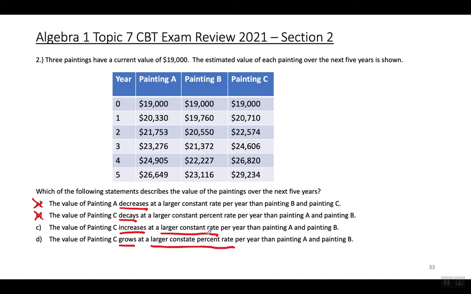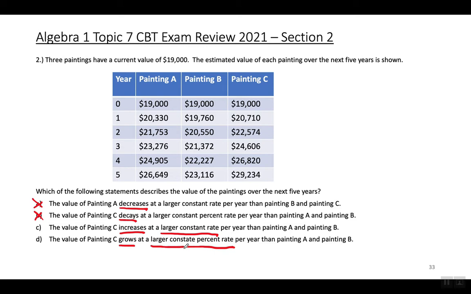Okay, that difference is very important for this question. A constant rate would mean that you're adding the same number over and over again. Did I put anything like that here? No, I didn't put any like that here. But a constant rate would mean that you're just adding the same number over and over again.